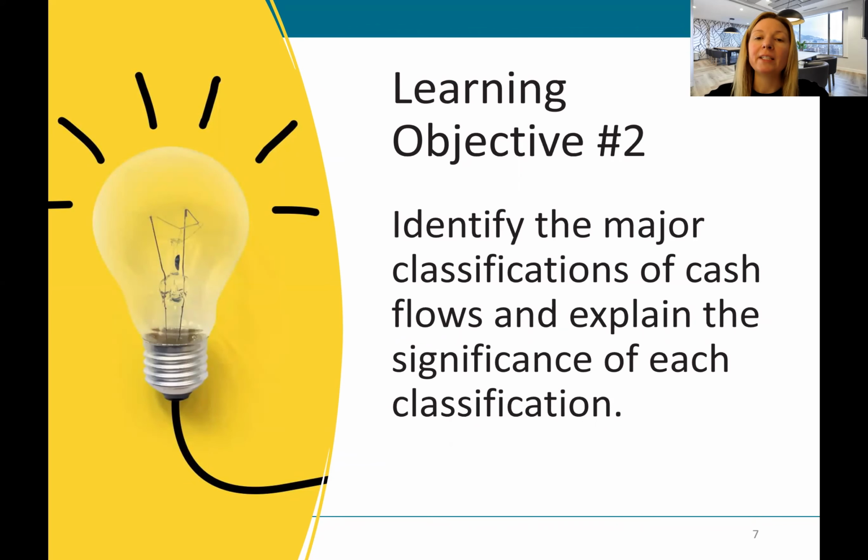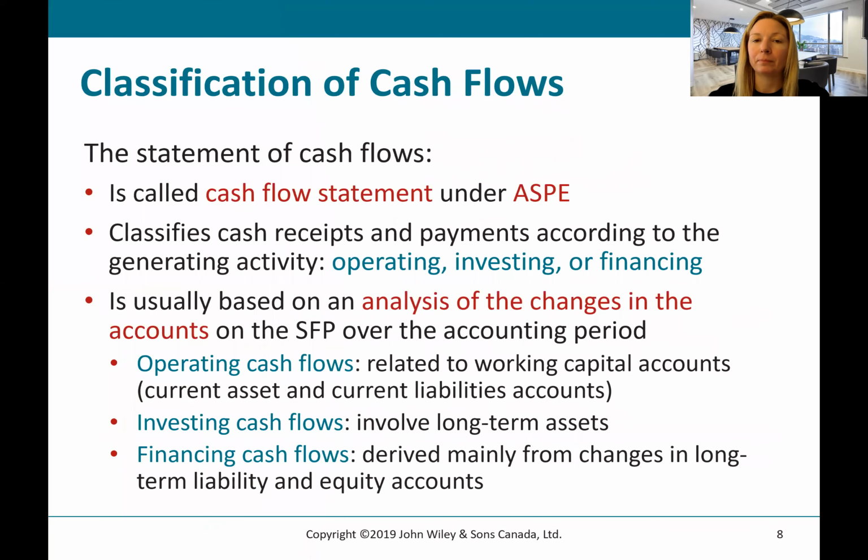Learning objective number 2, identify the major classifications of cash flows and explain the significance of each classification. The statement of cash flows is called a cash flow statement under ASPE. It classifies cash receipts and payments into operating, investing, or financing. And it's usually based on an overall analysis of the changes in the accounts in the statement of financial position over the accounting period. So you're going to have operating cash flows related to working capital accounts, current assets and current liabilities, investing cash flows, those involve long-term assets, and financing cash flows, which are derived mainly from changes in long-term liability and equity accounts.